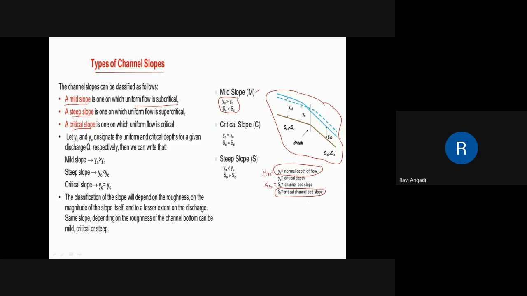Based on the depth of flow, that is the normal depth of flow and critical depth of flow, the channel bottoms can be classified. A mild slope is one on which uniform flow is subcritical. The condition is that the normal depth of flow should be greater than the critical depth. You all know, based on the Froude number, if Froude number is greater than 1, what kind of flow do you get?